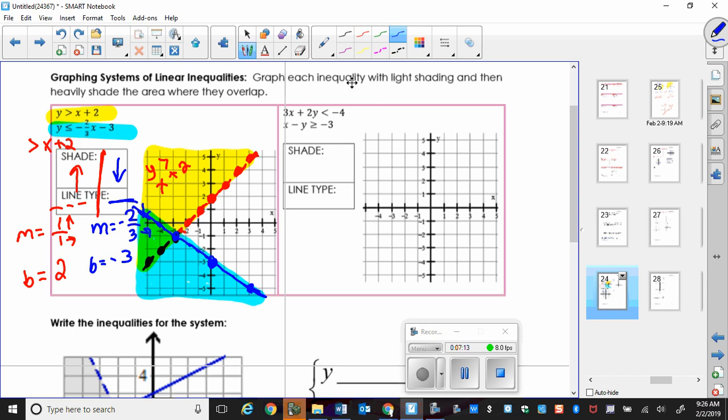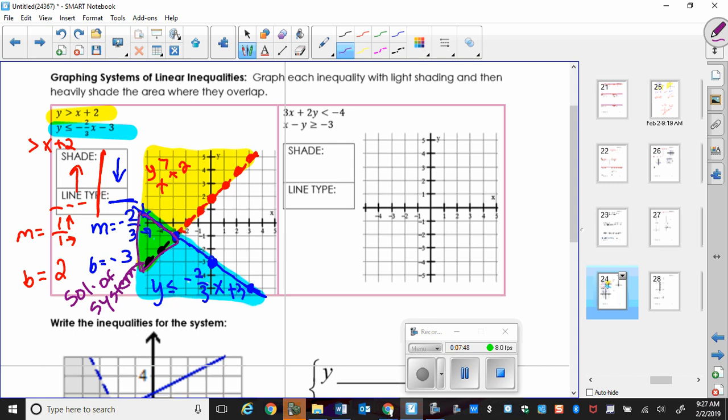So here I have y is less than or equal to negative 2/3 x plus 3. But here in the middle, this green portion, this is a solution of the system. So all points in that area are solutions to the system.